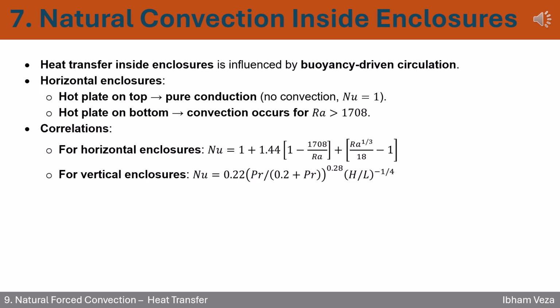7. Natural convection inside enclosures. Let's rethink how you approach natural convection in enclosures. Orientation matters more than you think. When the hot plate is at the top, you get zero convection, just pure conduction, because hot air can't rise. But flip it, and the bottom plate starts a buoyancy-driven flow once Ra exceeds 1708.